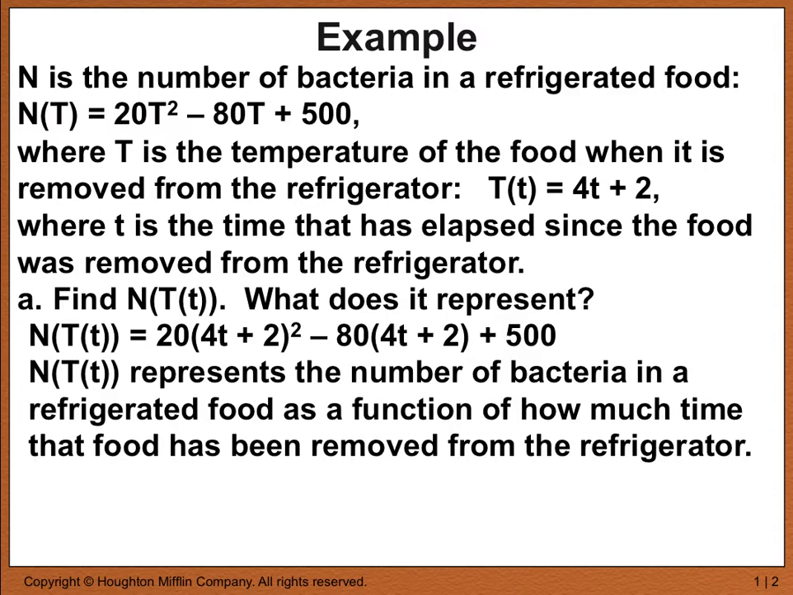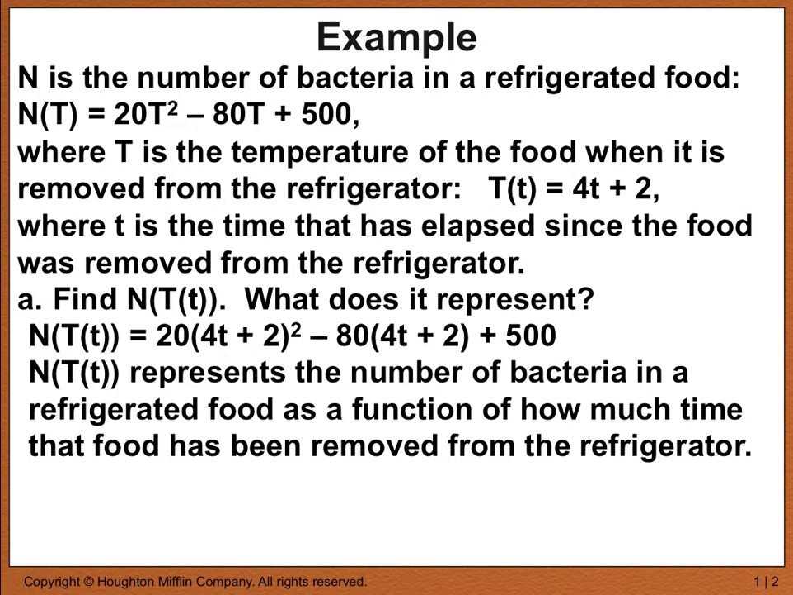Alright, so N of T of t equals 20 times the quantity 4t plus 2 squared, minus 80 times the quantity 4t plus 2, plus 500. And we can see what happened here is that instead of plugging in a simple variable, big T, we plugged in the function spelled out, 4t plus 2.